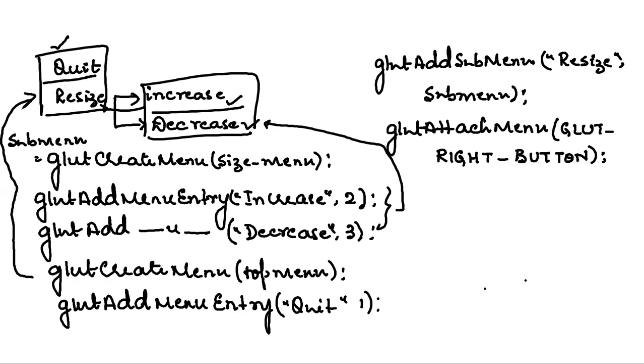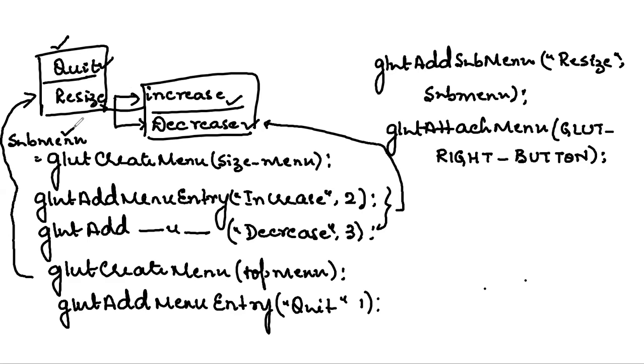Now here, what do I need to add? I need to add the option quit. So let us do that by using glutAddMenuEntry quit with the value as 1. So this option is generated for us. Now we need this resize option. That contains a submenu, so for that we write glutAddSubMenu. What is the name, or the string, that we require? Resize. And then attach the ID which contains this submenu. What is the name of that ID? It is called submenu itself. So I'll write the second argument as submenu. So basically the submenu is attached to this resize option.